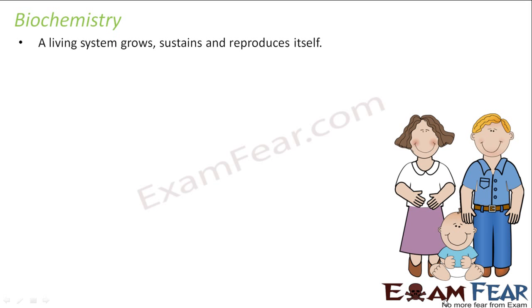So what is biochemistry? If you see, a living system grows and reproduces itself. This is a picture of a couple and they have a baby. This couple has the ability to grow, sustain itself and reproduce. Humans have a tendency to grow, sustain and also reproduce because they have a fixed lifespan. For example, a human has a lifespan of almost 70 years. After that they die. So they produce their kids and they again grow, sustain and reproduce. And that's how the whole human dynasty runs.